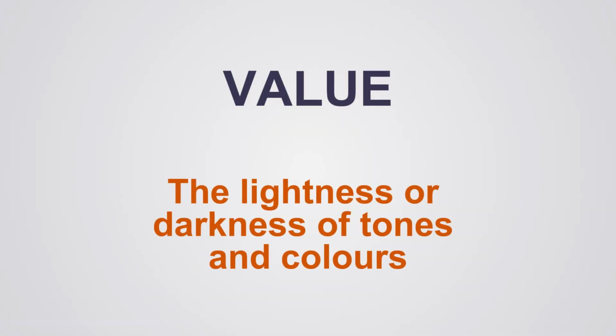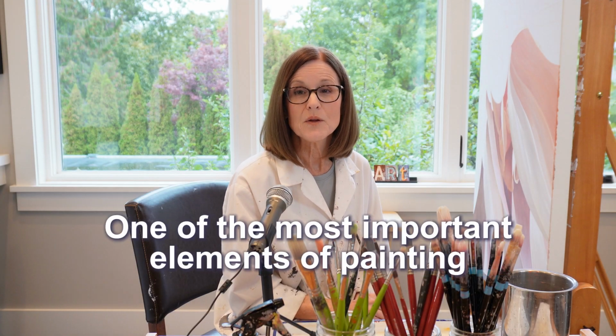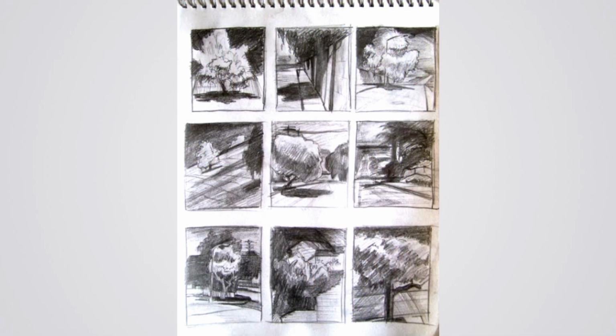Number 7 is value. Value refers to the lightness or darkness of tones and colors. It's that range between your darkest darks and lightest lights, with all the tones in between. Value is often considered one of the most important elements of painting, and honestly, I'd even argue that it's more important than color. This is because you can have strong drawing and color mixing skills, but if you don't arrange your values well, your piece could fall flat or feel unbalanced. That's why creating value thumbnails, those little sketches that map out your light and dark areas, can transform your composition.